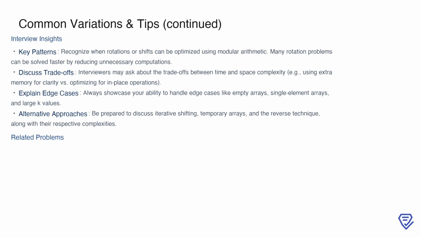Now, let's consider some key interview insights for this problem. Recognizing patterns is crucial. Rotations and shifts often benefit from modular arithmetic to minimize unnecessary computations. It's also important to discuss trade-offs between time and space complexity. For example, you might need to decide between using extra memory for simplicity or optimizing for in-place operations.